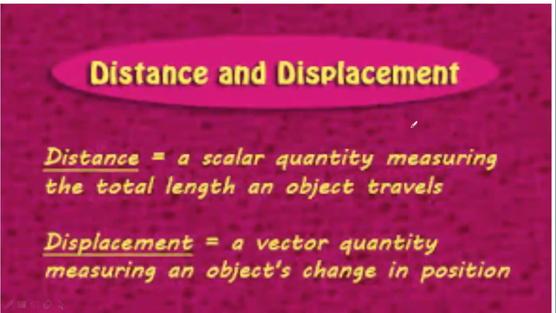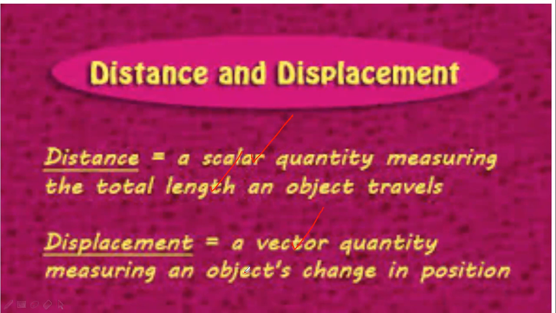Now comes the next topic, distance and displacement. Distance, a scalar quantity measuring the total length an object travels. Distance is the length. Displacement is also a length. Both are length. Distance is scalar. Displacement is vector. But distance has no direction and displacement has direction.